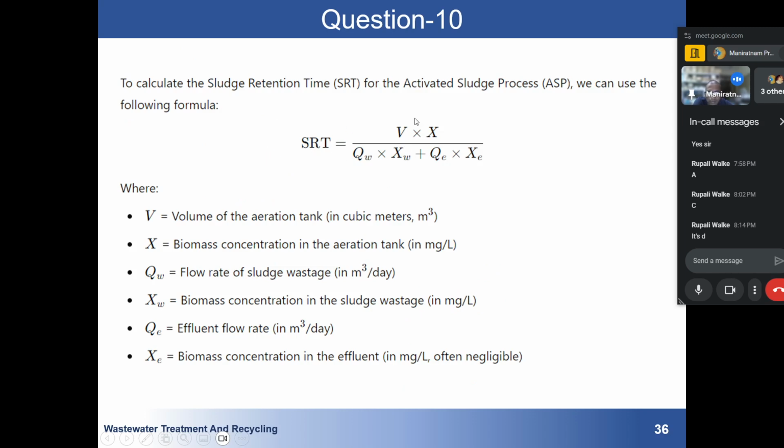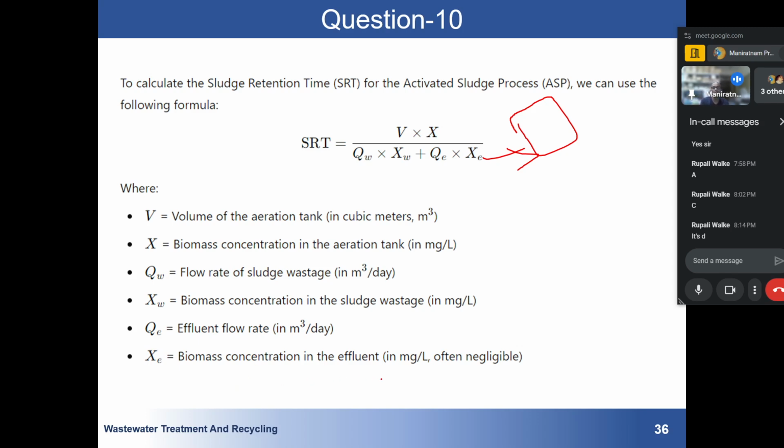SRT will be V into X, that is the volume of the tank into the biomass concentration, divided by QW. What is the flow in? In our tank, the wastewater is coming, so QW is the sludge wastage, and XW is the biomass concentration in the sludge wastage. Then Q is the effluent flow rate, and X is the biomass concentration in the effluent.